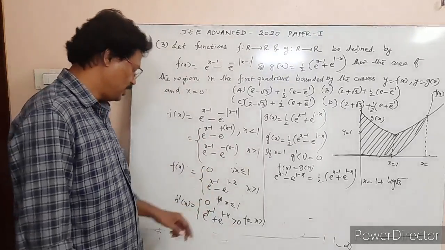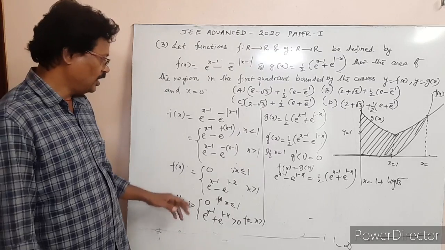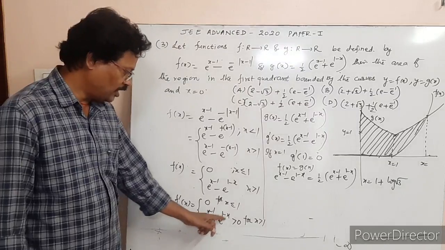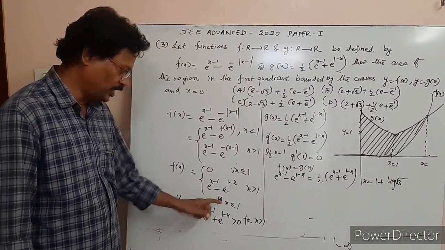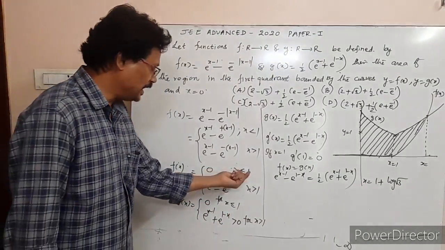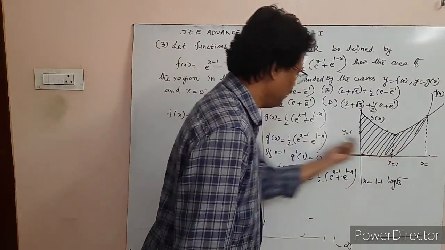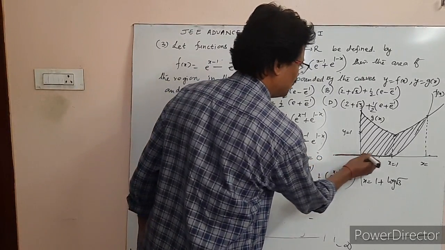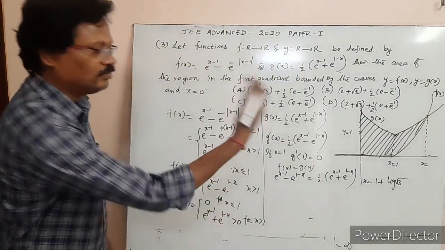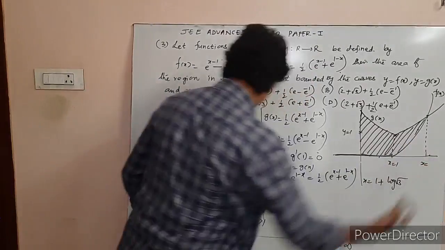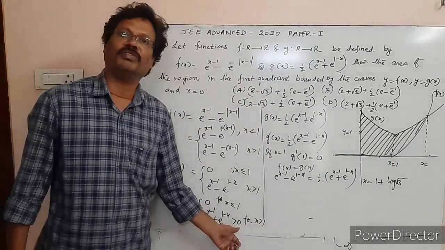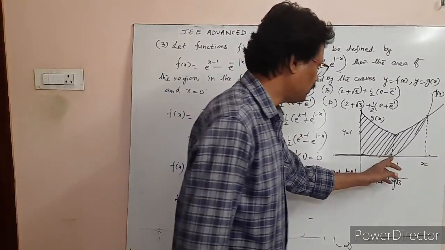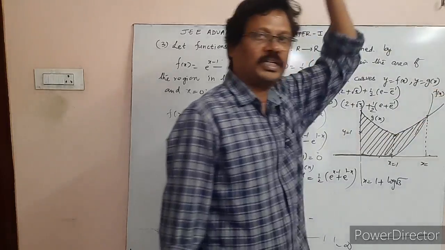Now I am finding f'(x). The derivative of 0 is 0, and the derivative of this one is written here, and this is a positive number. Now for x less than 1, f(x) is always 0. If x is more than 1, f'(x) is greater than 0, that's why f(x) is increasing. After x equal to 1, it is increasing, going like this.